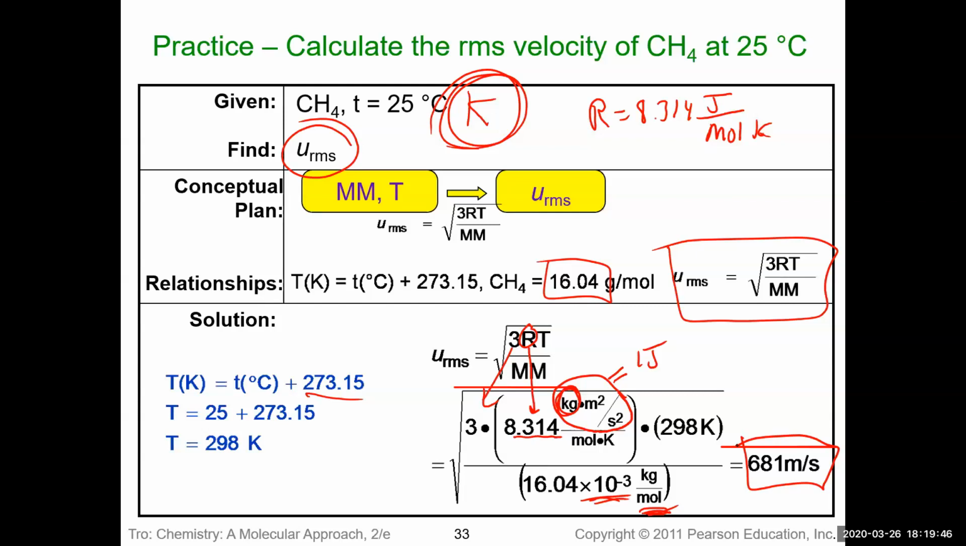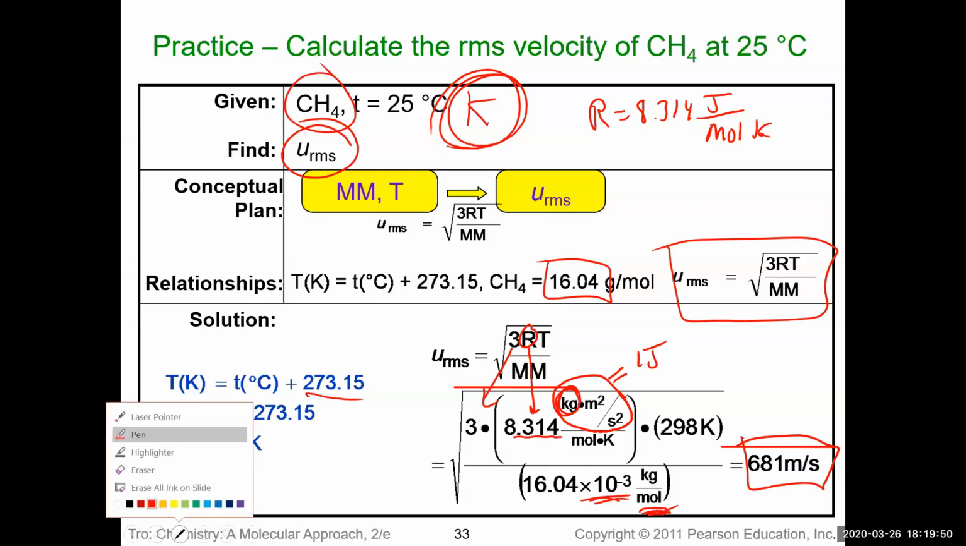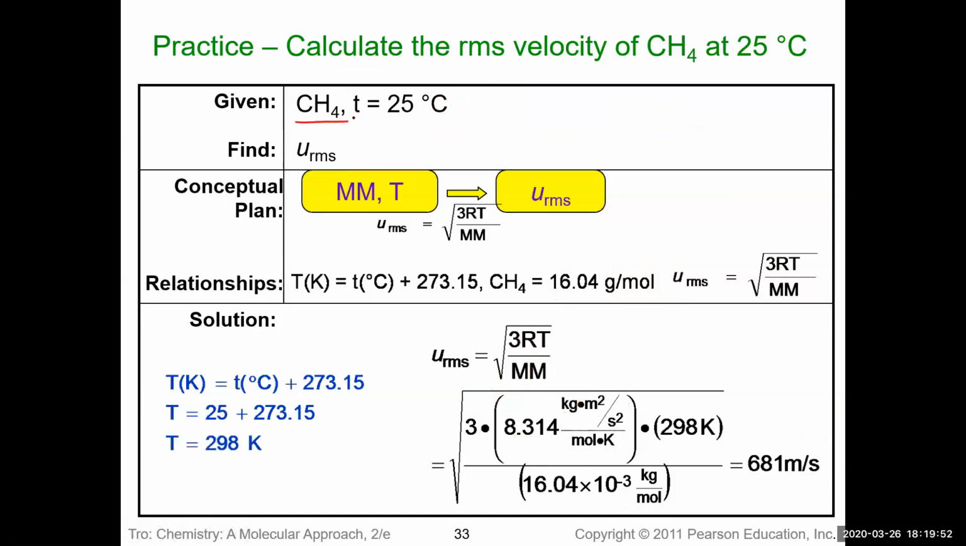So you just find your mass, multiply it by 10 to the negative 3. Don't forget that R is 8.314. Don't forget this temperature has to be in Kelvin, and then don't forget the 3, and then you take the square root of the whole thing. So that is our root mean square velocity.